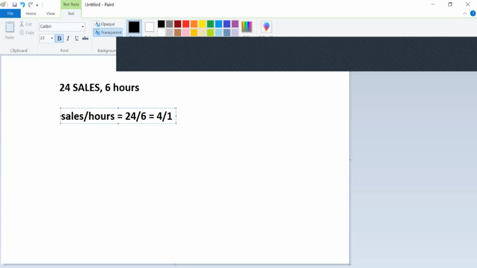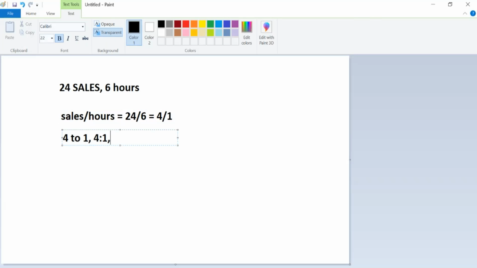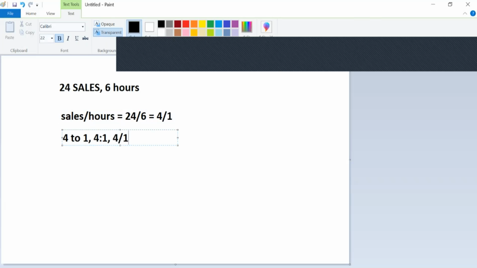So you'd write this 3 different ways. What's one way you could write it? One's going to be 4 to 1, or 4 colon 1, or 4 over 1, right? Those are the 3 ways you could write it, right? Yes. Okay, that's how you do that problem. Okay, stop sharing. We'll want to look at a couple others.